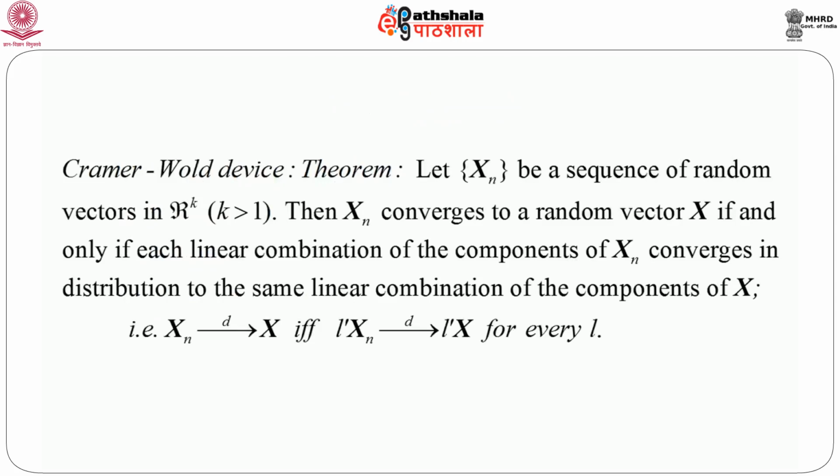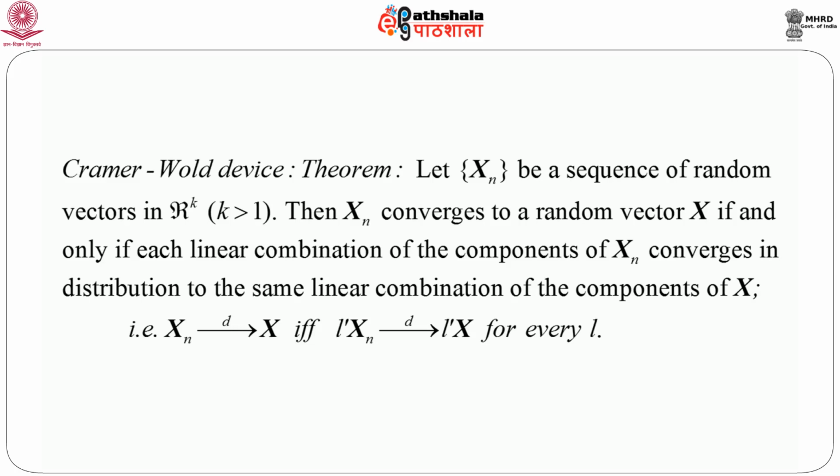If I call this a theorem, the statement goes like this. Let x n be a sequence of random vectors in R k, where R k is a k dimensional Euclidean space. Then x n converges to a random vector x if and only if each linear combination of the components of x n, which is a vector, converges in distribution to the same linear combination of the components of x.